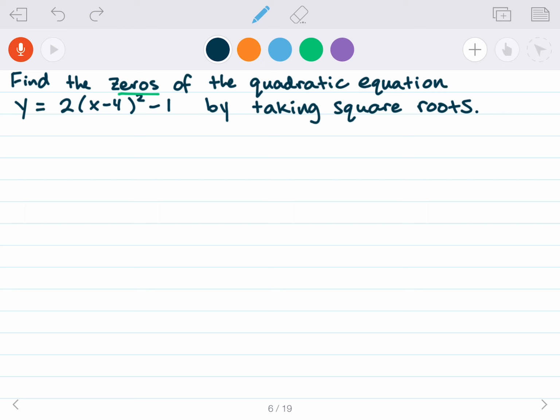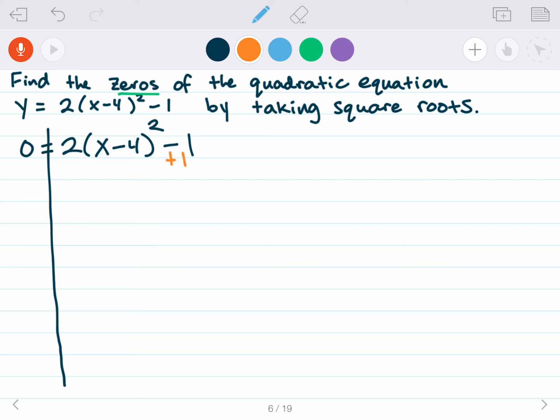So my setup is going to look like this. I'm going to set y equal to 0, and I have 2 times (x minus 4) squared minus 1. So we can just solve this equation. We don't have to factor out anything. This is pretty nice, because remember how we solve equations? We're trying to get x by itself, and we want to undo the operations away from x first. So the first thing I would do is add 1 to both sides to undo subtraction of 1.